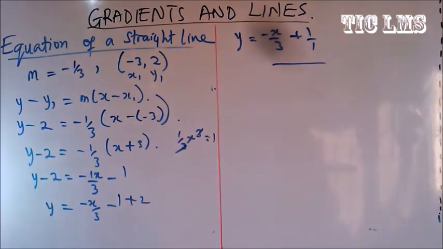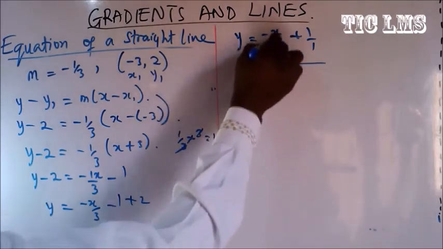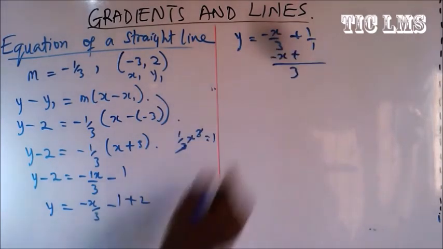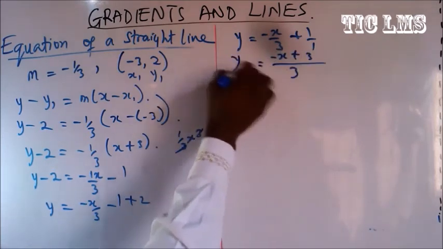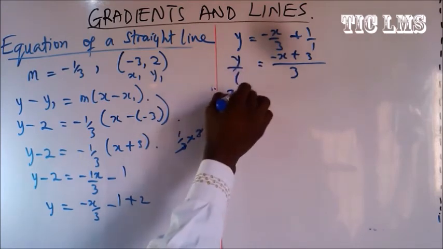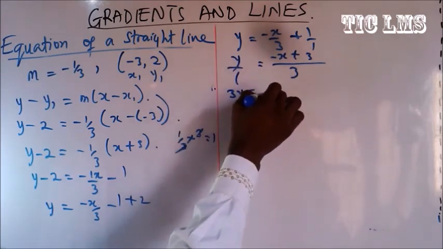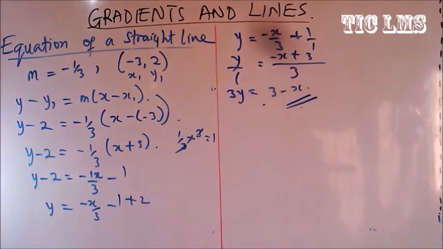We look for the LCM. So the LCM of 3 and 1 is 3. 3 into 3, 1. 1 times minus x is minus x, plus 1 in 3, 3 times 1 is 3. Now we cross multiply. We bring this 3 over here. So that's 3y equal to 3 minus x. So here is the equation: 3y equal to 3 minus x.